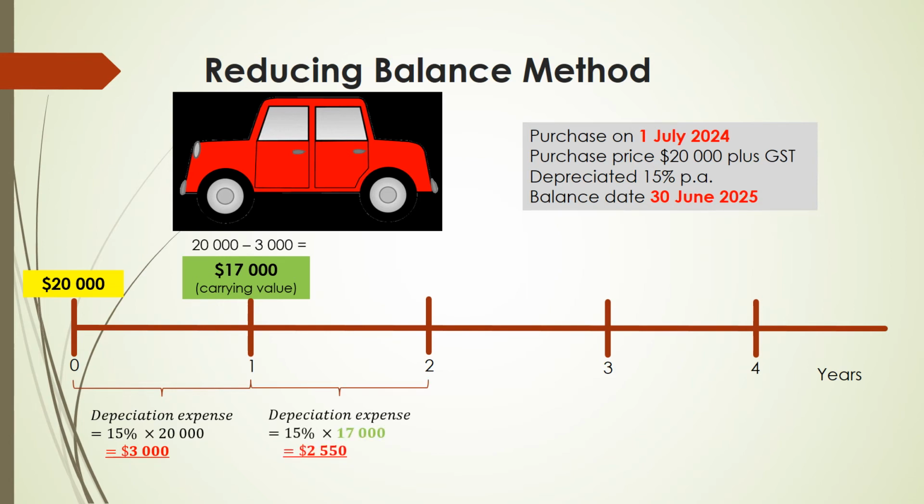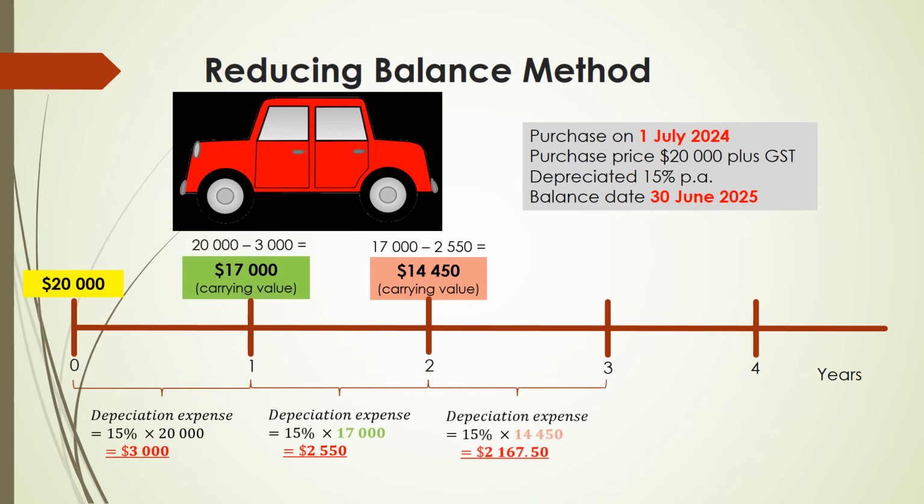Then we calculate the depreciation expense for the next year by taking the 15% multiplied by the carrying value of $17,000. This gives us a depreciation expense of $2,550. Again, we work out the new carrying value, and the depreciation expense for the next year would be 15% on the new carrying value of $14,450. And we do this continuously.